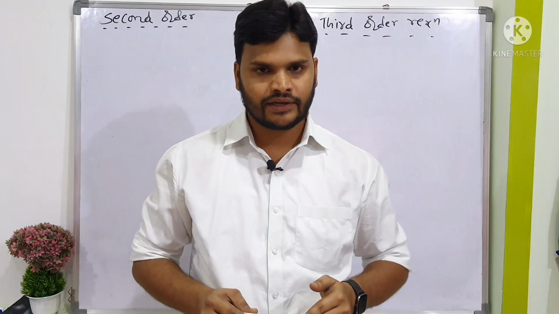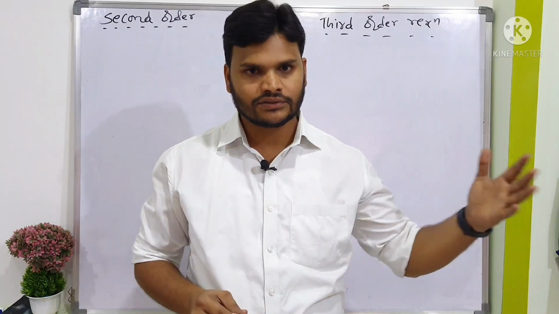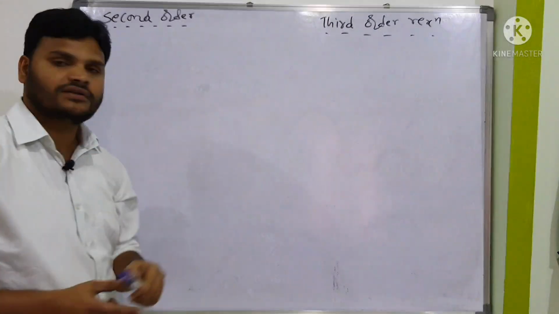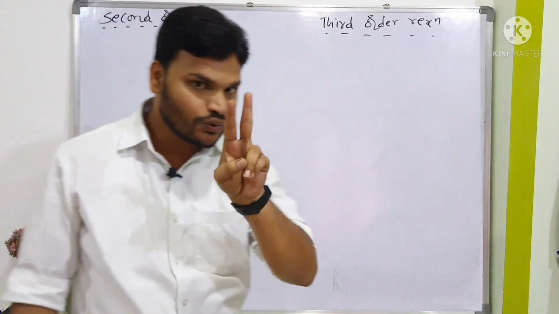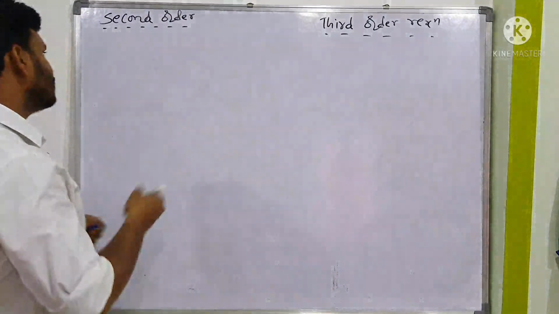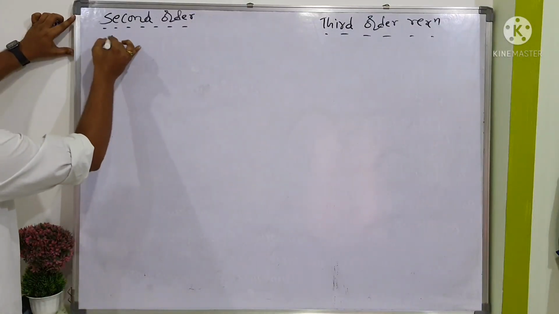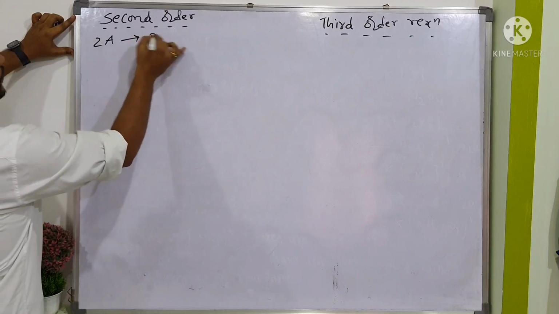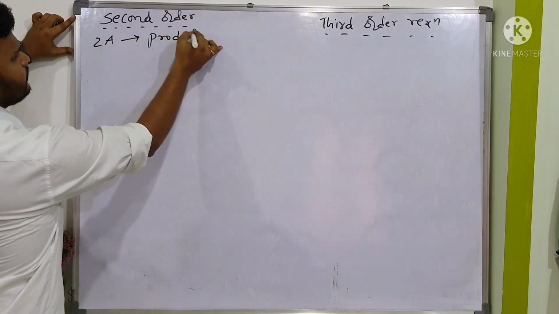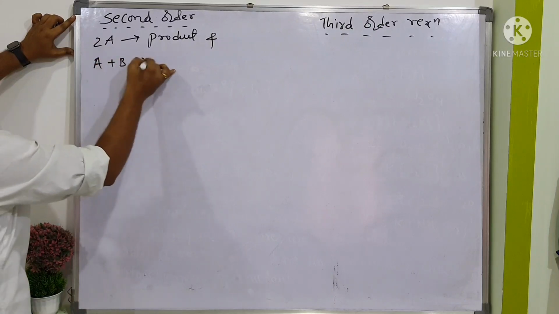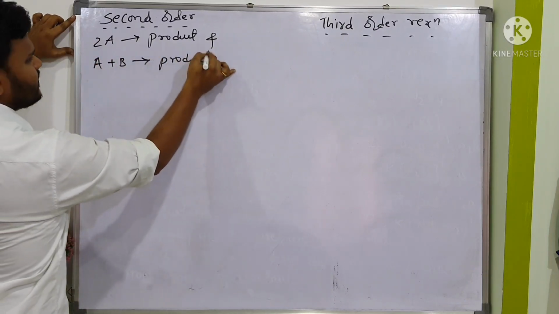Okay students, next second order reaction and third order reaction, suitable examples. So what is second order reaction? Rate of reaction depends upon two concentration terms. Yeah. So what are the suitable examples here? What is the basic skeleton? 2A gives rise to product. Otherwise, A plus B gives rise to product. We can represent like this.